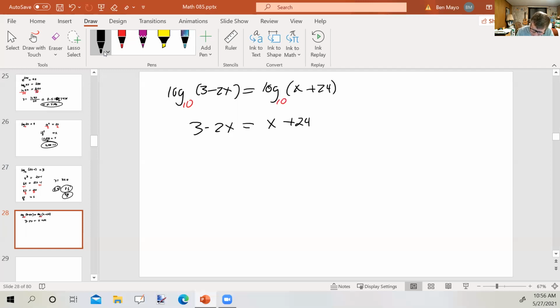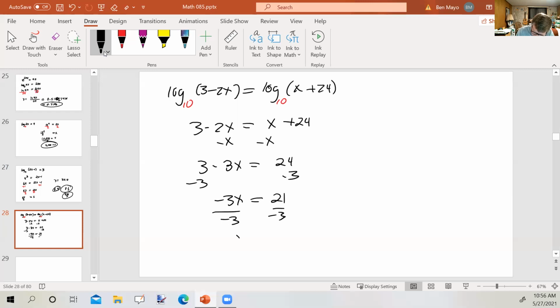Again, recall that these are both log base 10. So now with this equation, I'm going to solve for x. I'll subtract x from both sides. 3 minus 3x equals 24. Subtract 3 from both sides. Negative 3x equals 21. Divide by negative 3. x equals negative 7.